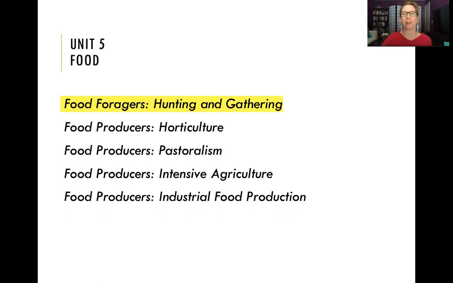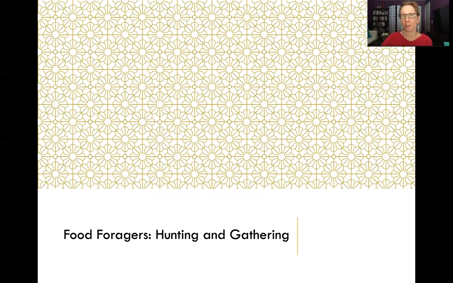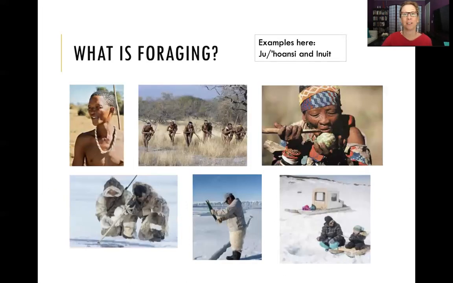So let's start by talking about food foragers. Food foragers are also known as hunters and gatherers for reasons that you might imagine. They hunt and gather. This is the way that human beings have lived for most of our existence on this planet. Certainly for the first 100,000 years of our existence as Homo sapiens, we lived as food foragers.